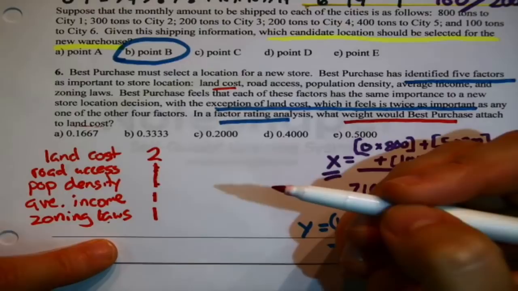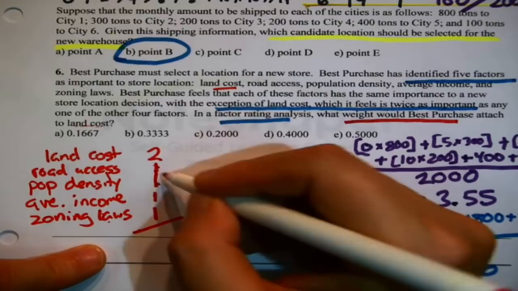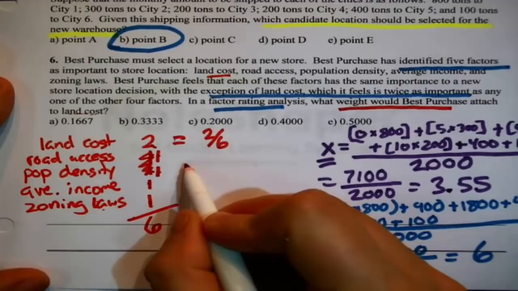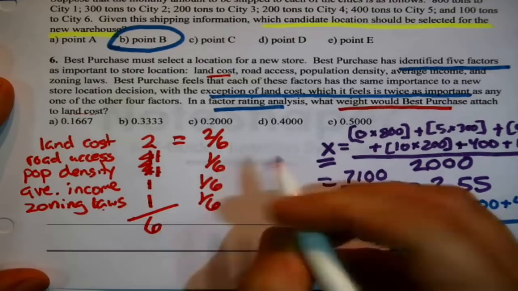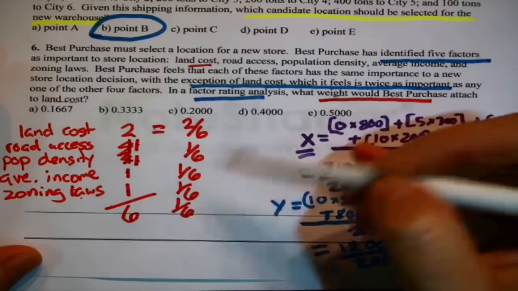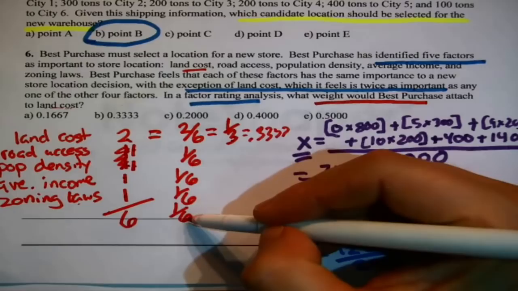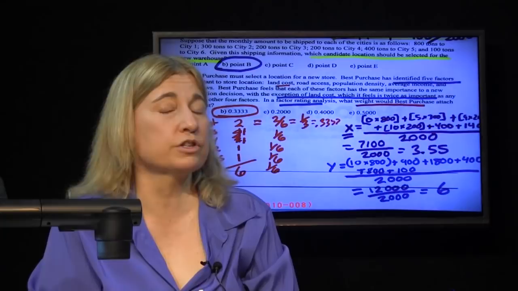Okay, now why am I doing that? Because now I want to add up this list. Now remember, that's a one and that's a one, one and one. 2 plus 1 plus 1 plus 1 plus 1. Now wait a minute, this all adds up to 6. Why am I doing that? Because here's your weights. Take that 6 and divide each one of the temporary weights by that. And you will have a scheme in which when you add these up, they will add up to 1. This 2/6 or 1/3 or 0.333 is exactly twice as much as any one of these other ones, and these other ones are all equal to each other, meaning that Best Purchase doesn't really consider any one of the other four to be any more important than any one of the other four.